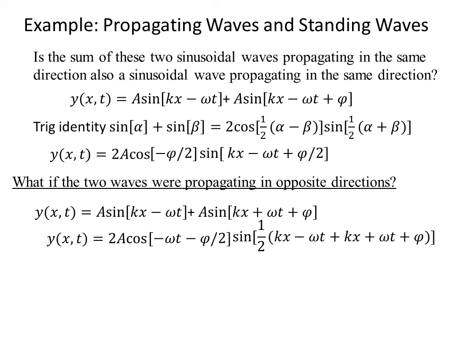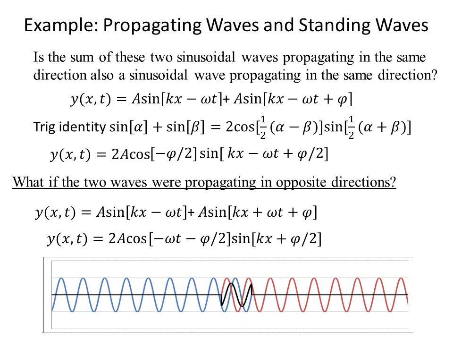And then looking at the sine term, we have 1/2 of kx minus omega t plus kx plus omega t plus the phase. So in this case, the omega t's cancel, but the kx's do not. So we have sine of kx plus the phase over 2.